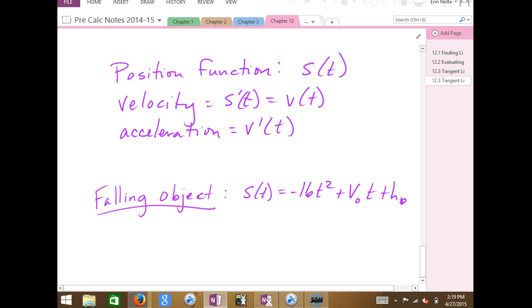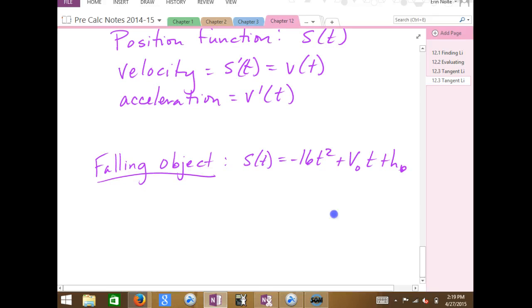So I find this to be a very interesting position function, okay? Because the idea of this is, if I throw something up into the air, I can figure out how fast it is moving at any point in time. Or I could figure out exactly how much acceleration it is going at when it hits the ground.